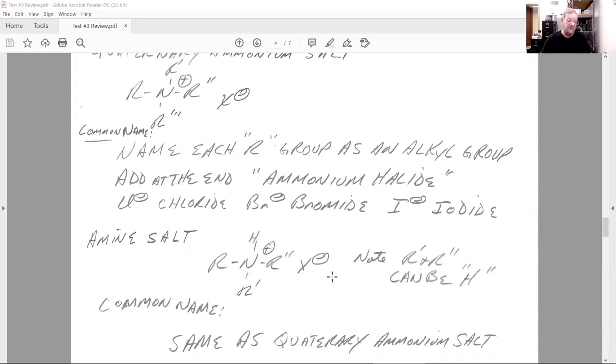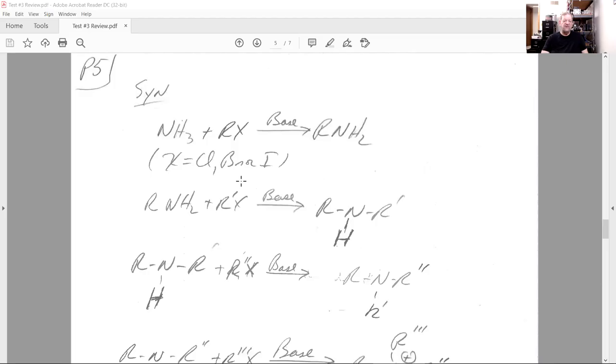Now, how do you make an amine? Take ammonia, react it with an alkyl halide in the presence of base, and the nitrogen will be bonded to the carbon with the halogen. A lot of you didn't look at where you were placing bonds. It's important. And you get a primary amine. Remember, X can be chlorine, bromine, or iodine in these examples. To take a primary amine and react with an alkyl halide, you replace one of the hydrogens with, in this case, R prime, and you get a secondary amine.